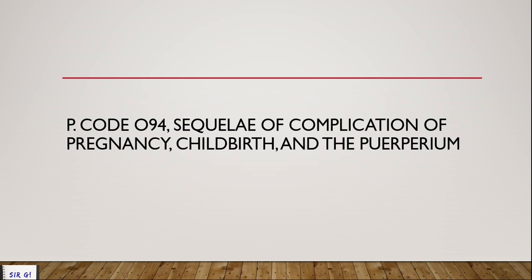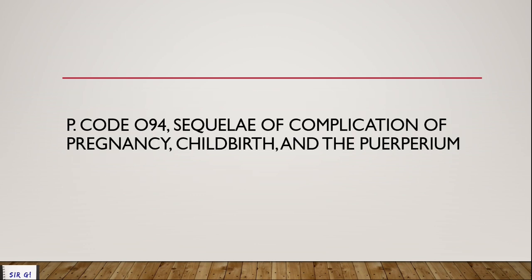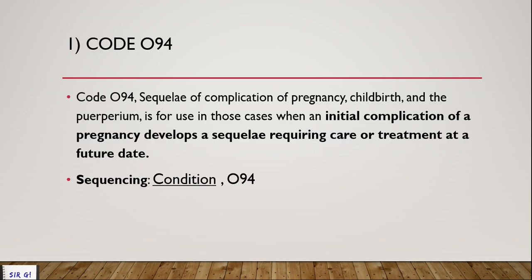Okay? O94, sequela of complication of pregnancy, childbirth, and puerperium. For some reason, you cannot code O94 as the first listed because the guideline for sequela is you need to code the condition first followed by O94. Code O94 is for use in those cases when an initial complication of a pregnancy develops a sequela that requires care or treatment on a future date. Common example, you have stretch marks, and O94 is a sequela of complication of pregnancy.